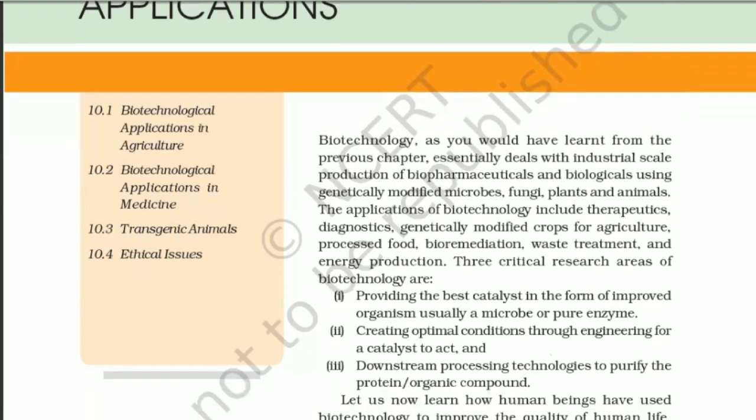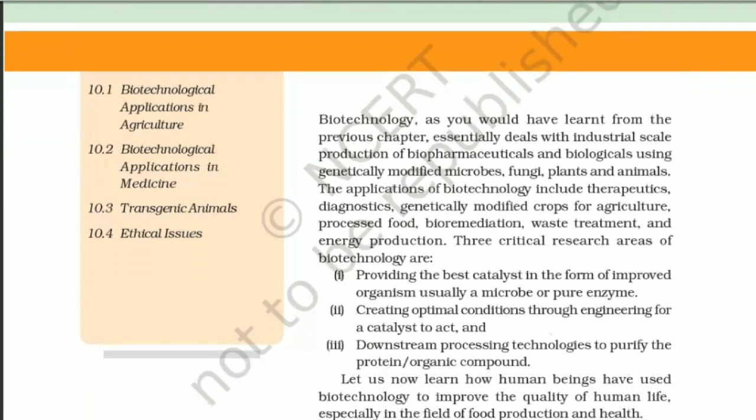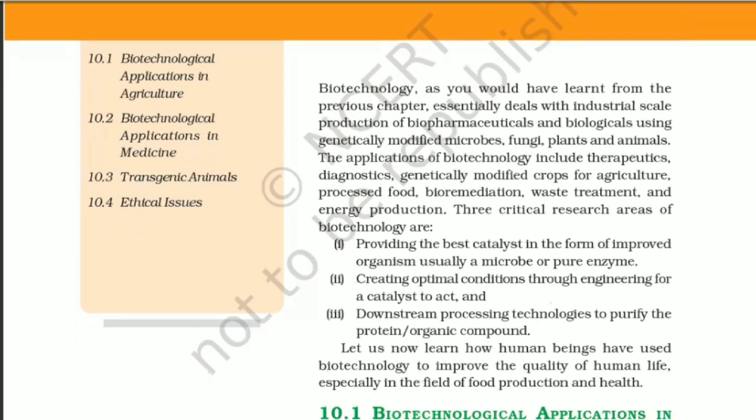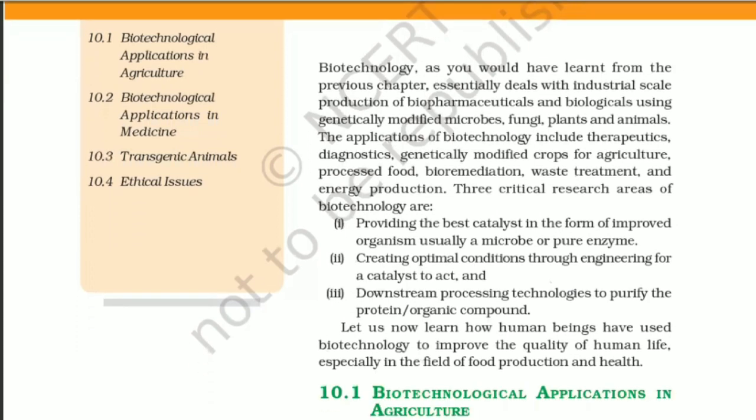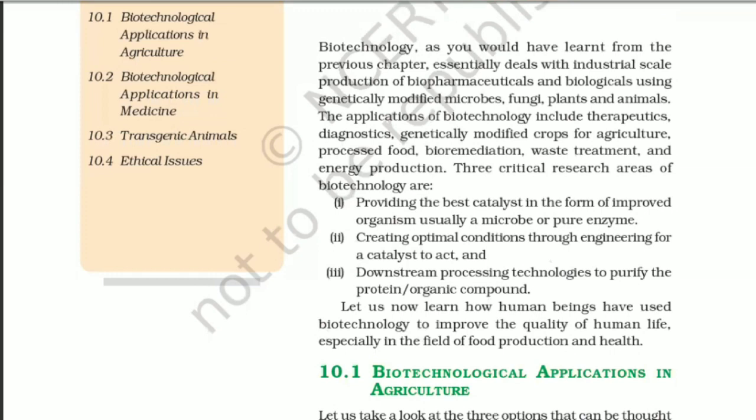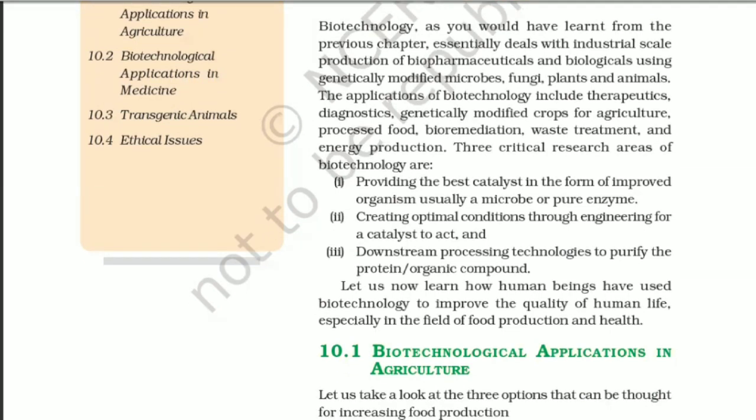Biotechnology, as you would have learned from the previous chapter, essentially deals with industrial scale production of biopharmaceuticals and biologicals using genetically modified microbes, fungi, plants, and animals. The applications of biotechnology include therapeutics, diagnostics, genetically modified crops for agriculture, processed food, bioremediation, wastewater treatment, and energy production.